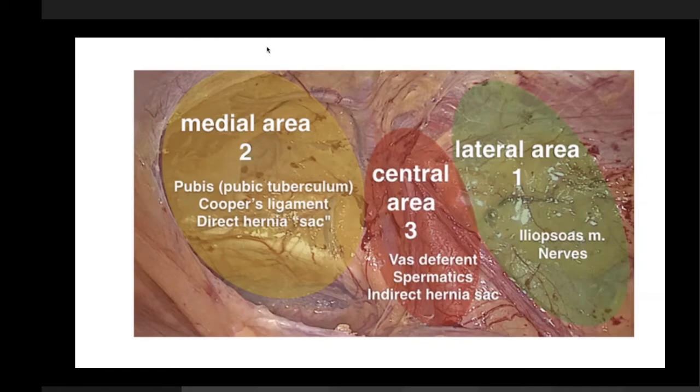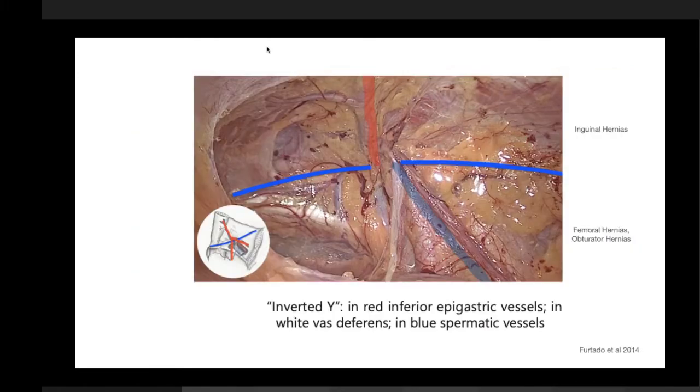Another interesting concept was by Furtado. He published this concept which he called the inverted Y, where the red is the stem of the Y, which is the inferior epigastric vessels. The two arms of the Y are the vas deferens on the medial aspect, and the spermatic vessels shown in blue. The iliopubic tract is the line which divides this into the upper zone and the lower zone. Anything above this, you have the inguinal hernias going through the internal ring and the direct sac. Anything below this is where you have the femoral hernias and the obturator hernias.